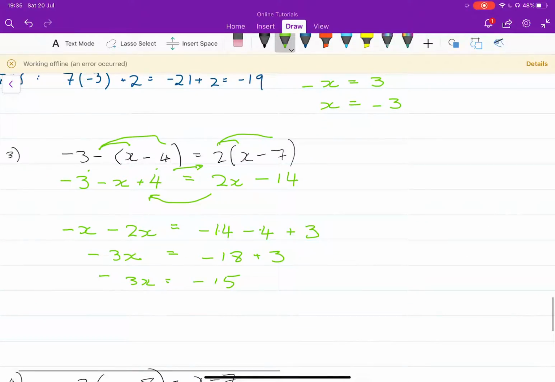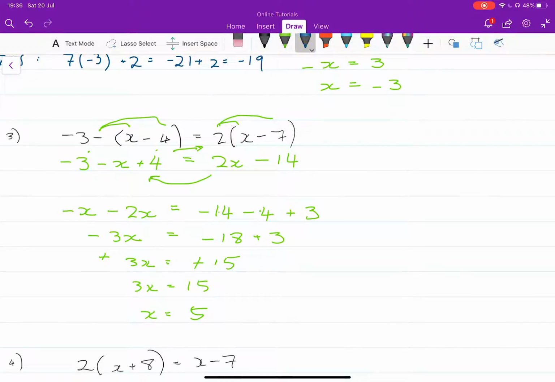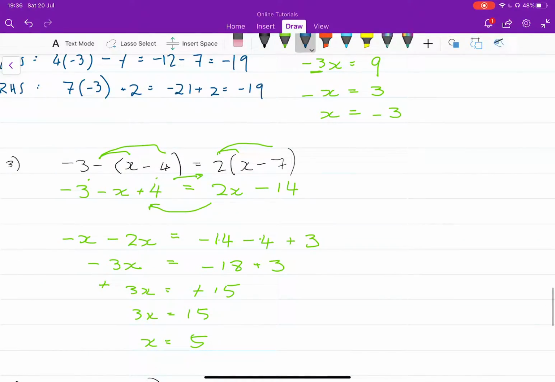We can get rid of the minuses because they're equal on both sides. We simply say 3x equals 15. So that means x is equal to 5 when we divide 15 by 3. Now we can check our answer by substituting into our left-hand side. So we say that x is 5, so we say minus 3 minus, so 5 minus 4, which is equal to minus 3 minus 1, which is equal to minus 4. So that's our left-hand side.